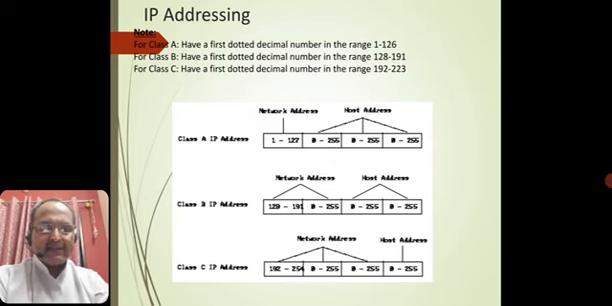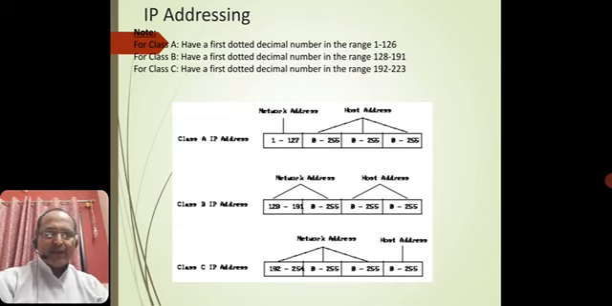So again, the next class B address starts from 128, or sometimes if you are allocating, you can start from 129 also, that doesn't make any difference, but the range is 128 to 191.